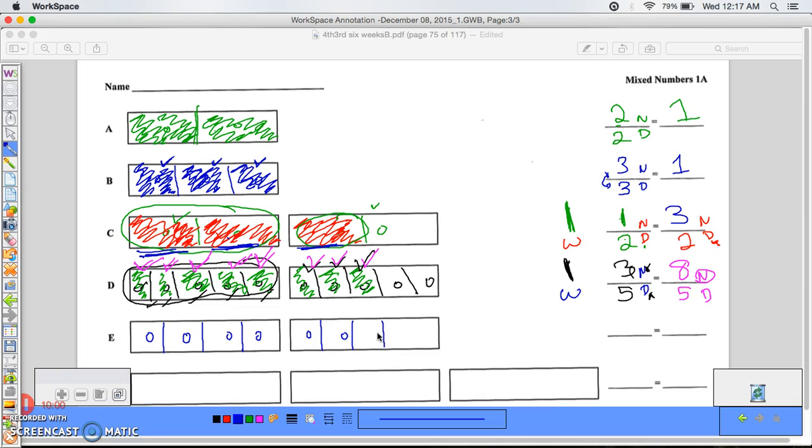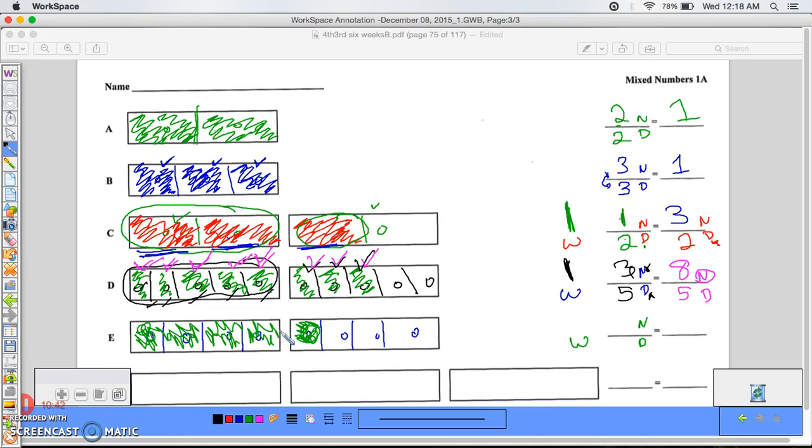1, 2, 3, 4. 4 pieces. Now in the first block, let's go ahead and shade in the whole thing. The second picture, let's only shade in 1. Okay, so now pause the video and figure out the mixed number by yourself. The mixed number, remember, you're going to have the letters W, N, and the denominator. So first, figure out your whole number. Go ahead and pause the video and fill out the letters on your own.